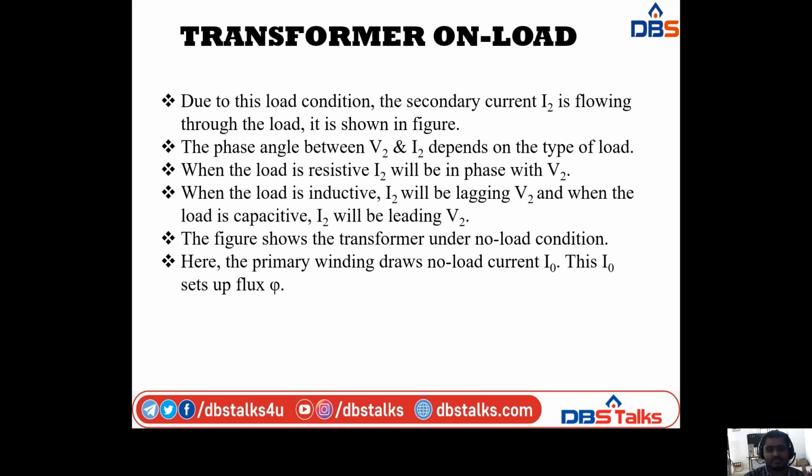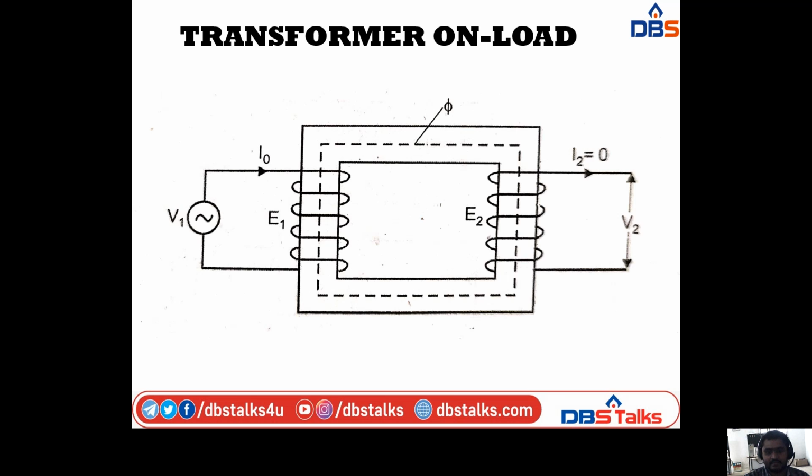The figure shows the transformer under no load condition. Here the primary winding draws the no load current I0, and this I0 sets up flux phi. You already know these points, but I will discuss this again. Here I am showing you the diagram for the transformer under no load condition.